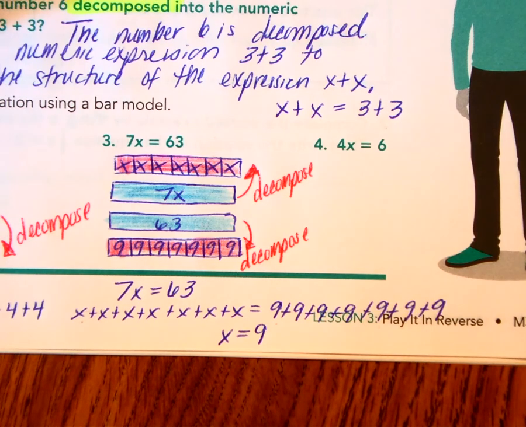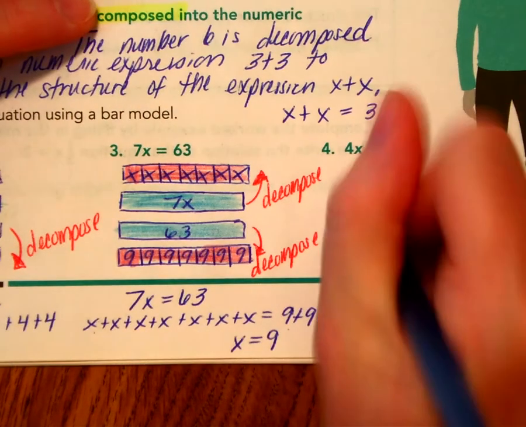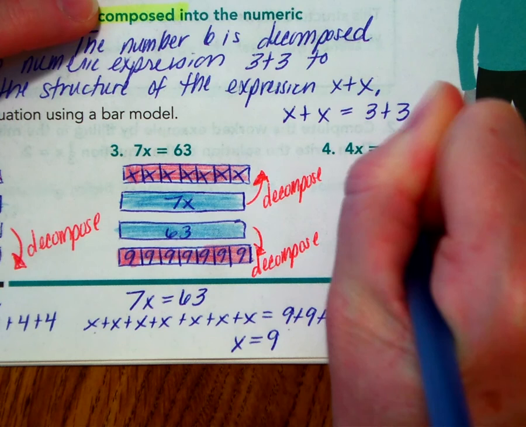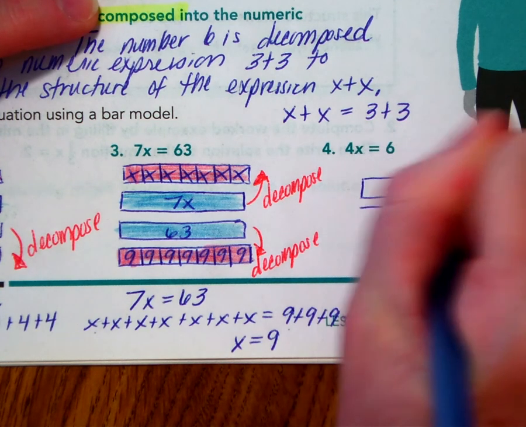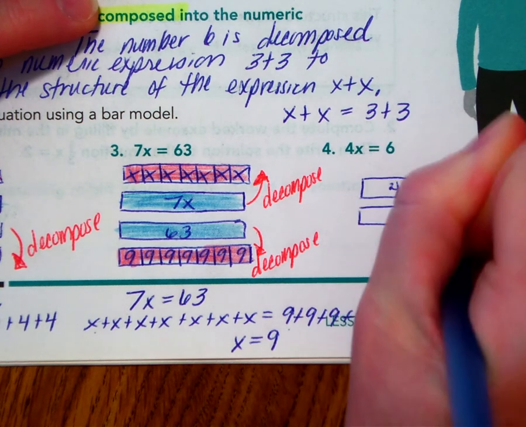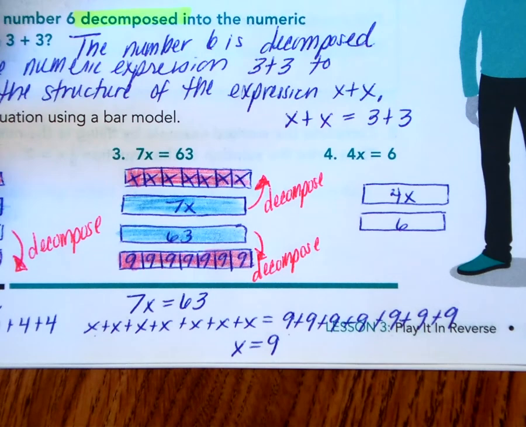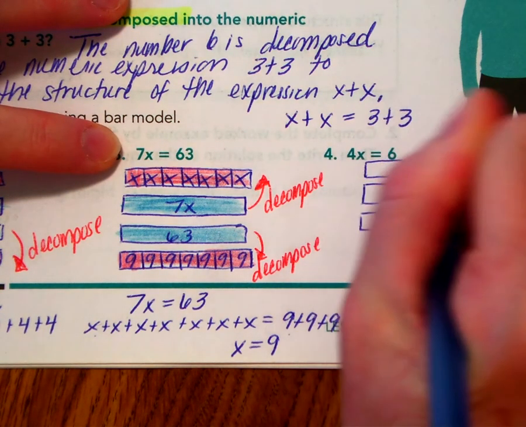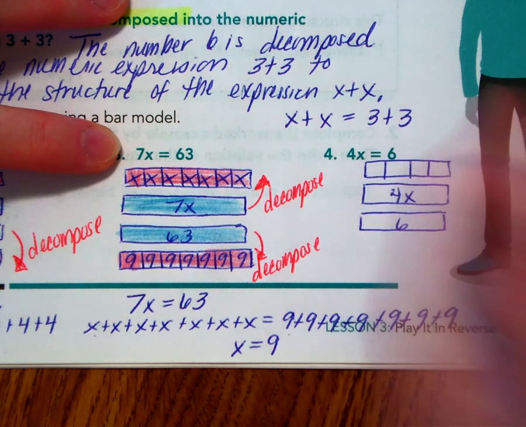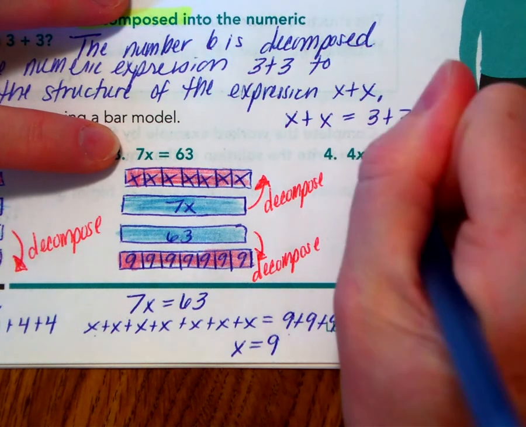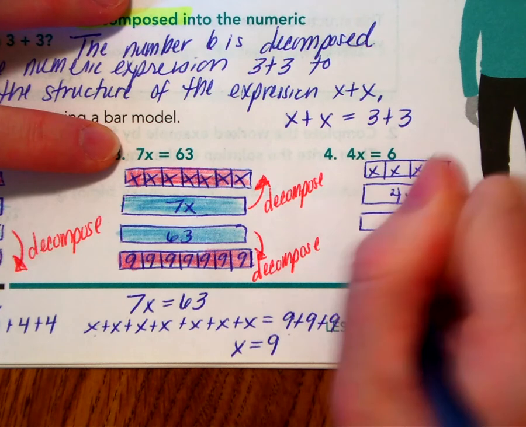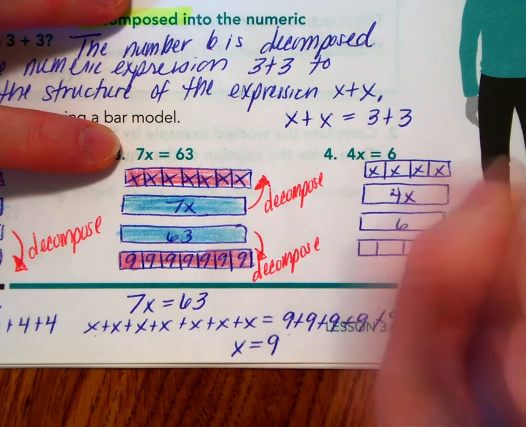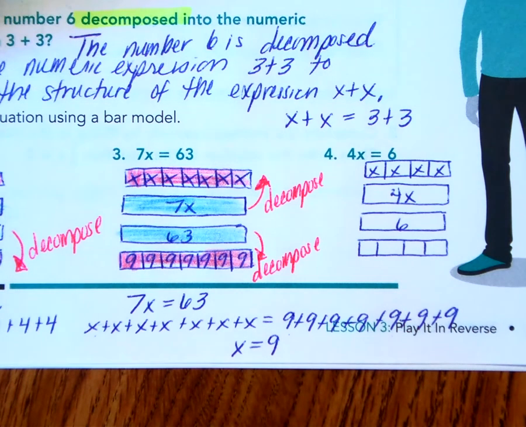4x equals 6. I start with two equal sized boxes. Expression 4x goes here. Numeric expression 6 goes here. I need to decompose 4x. I'm going to decompose it into 4 equal parts. Well, if I decompose that into 4 equal parts, I need to decompose 6 into 4 equal parts. That feels like a decimal or fraction in my mind right now. Let's see if that's true.